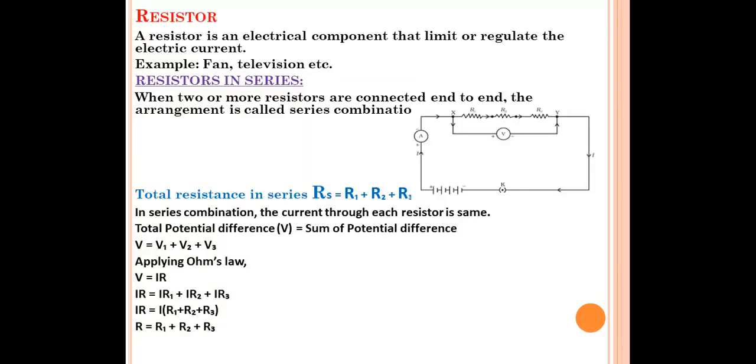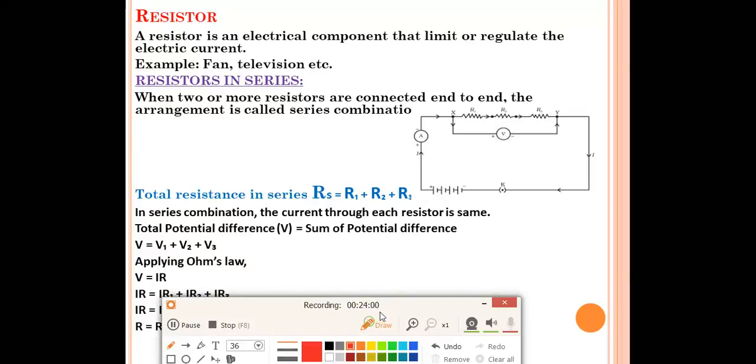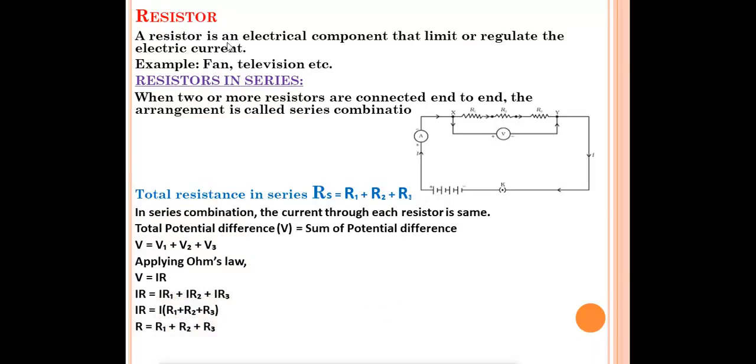Conductors. Next we have resistors. What are resistors? A resistor is an electrical component that limits or regulates the electric current. With the help of a resistor, we can regulate the electric current flowing through the circuit.